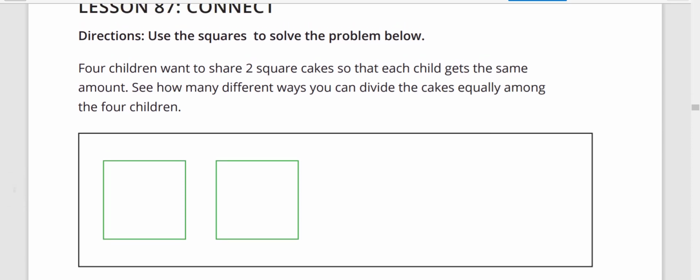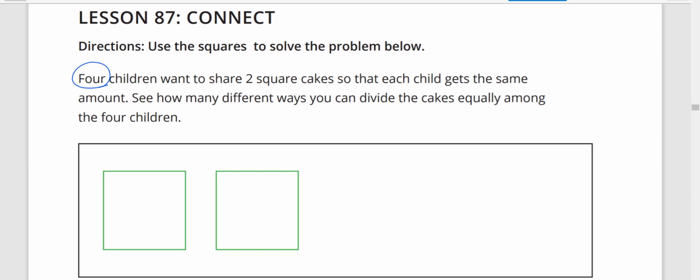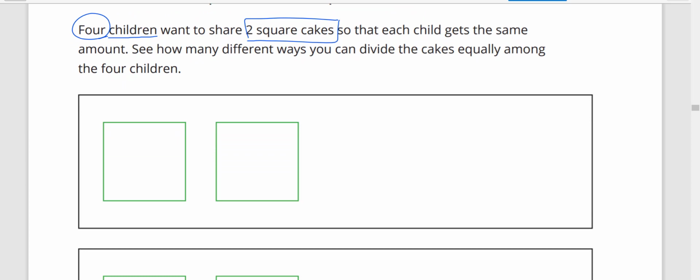First, two squares have four children and two square cakes. Letter A: divide the two square cakes into four equal parts. The first square is divided into two equal parts like this, and the second square is divided into two equal parts like this.